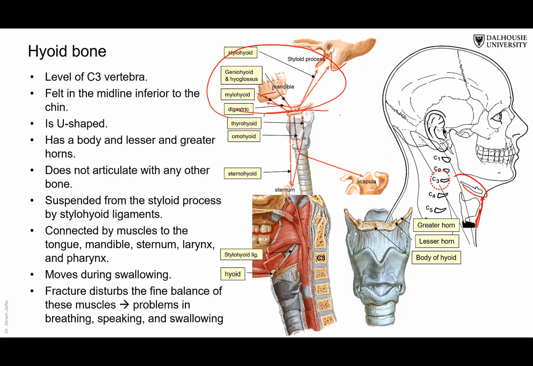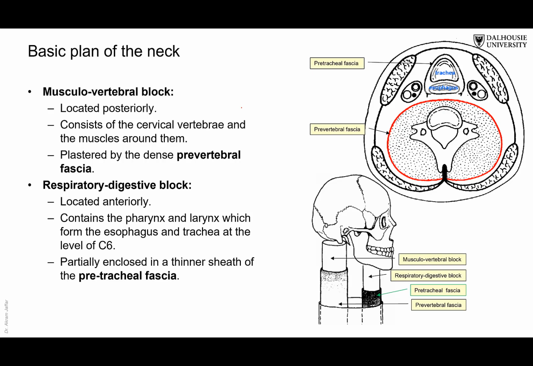And the other group of muscles are located below the hyoid bone, so they are called infrahyoid muscles, and they connect to the sternum and to the scapula. One of the muscles connects it with the scapula, and it moves during swallowing. And it is the bone that is broken during strangulation. And if there is any problem that disturbs this bone or the muscles that move the bone, then the patient will have some problems with breathing, speaking, and swallowing. So this is about surface anatomy.